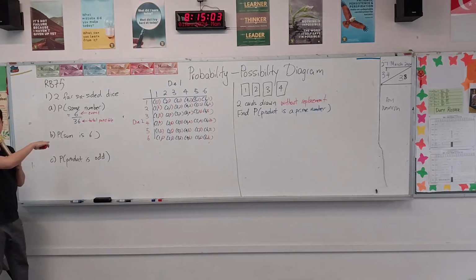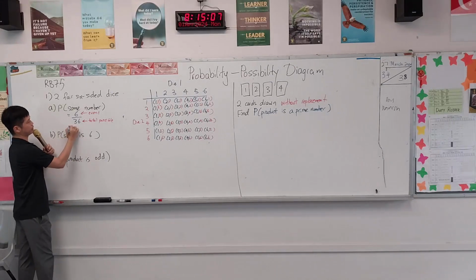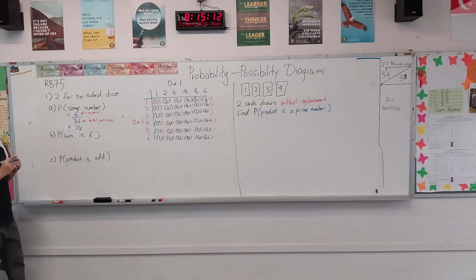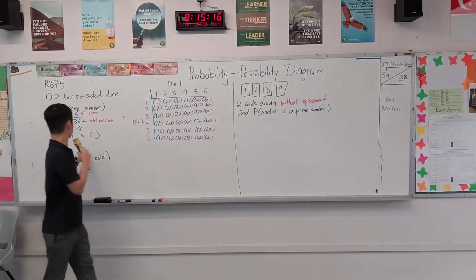What's wrong with the final answer? Yeah, you must simplify. It's not simplified yet. So the answer must be 1 over 6. Now we have a problem. We have a very big problem coming up.